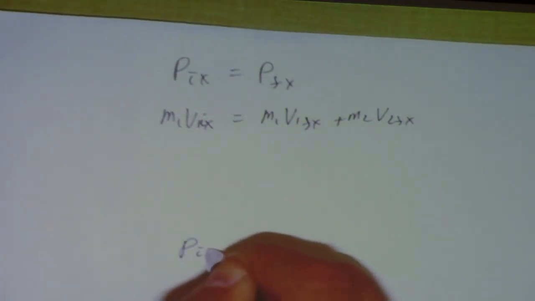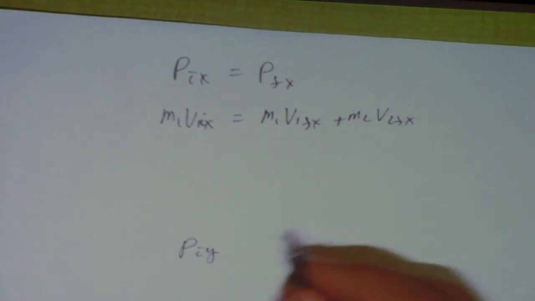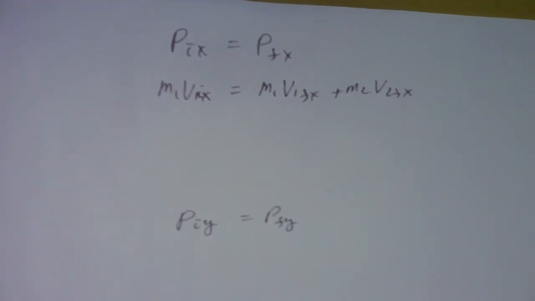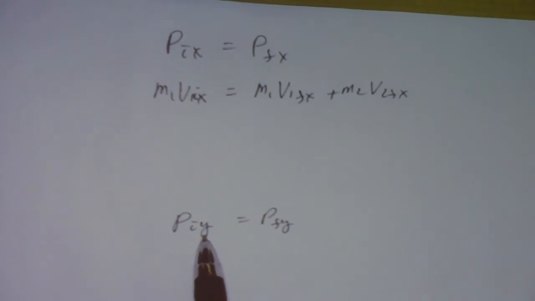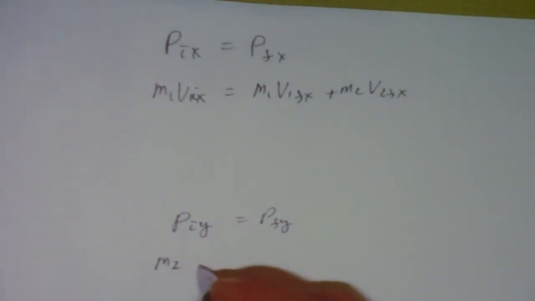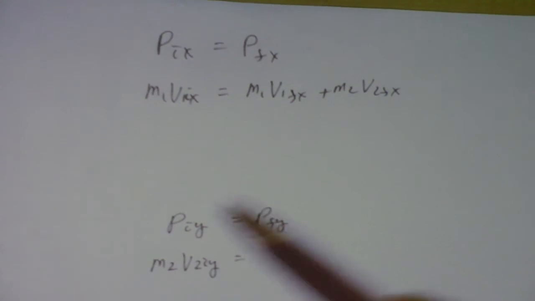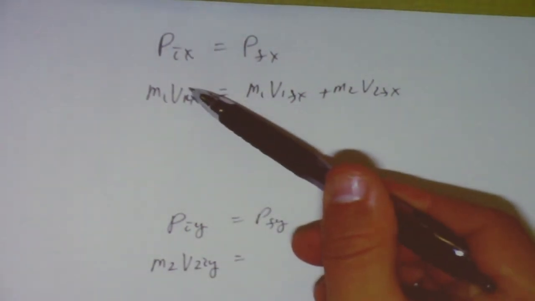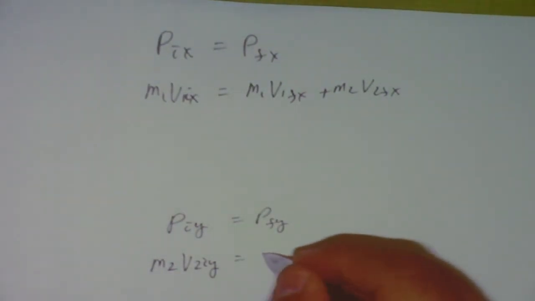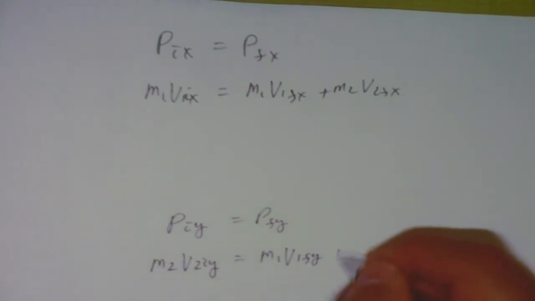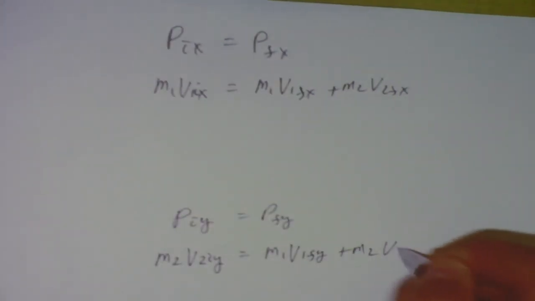Initial momentum y is equal to final momentum in y. So really we're doing two problems compared to what we were doing just a few minutes ago, right? Because we've got two different directions. So this one is just made up of m2 v2 initial y, because mass 1's not moving in the y direction. Up here, mass 2 wasn't moving in the x direction. So here then we have mass 1 v1 final y plus mass 2 v2 final y.